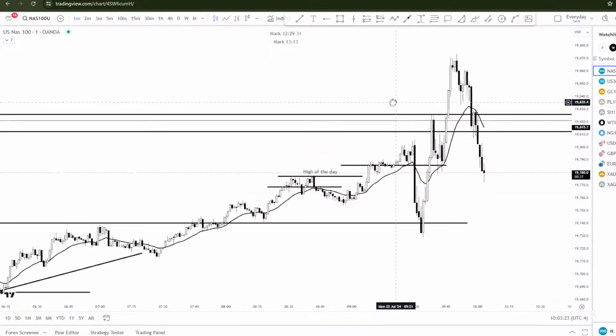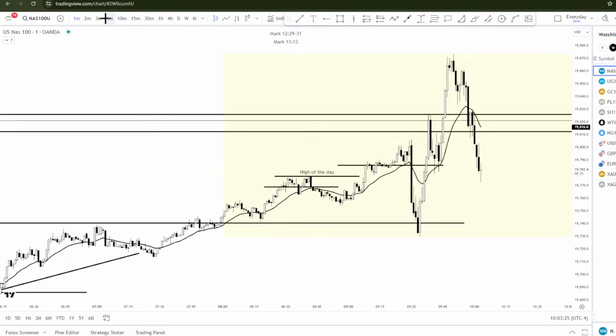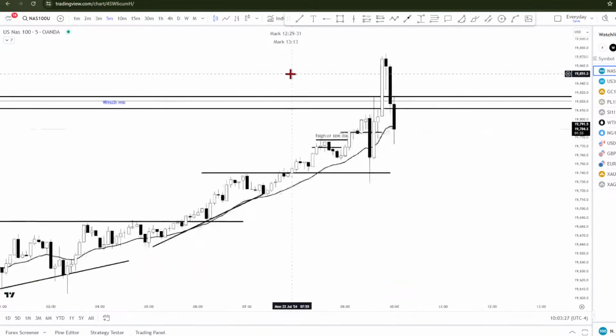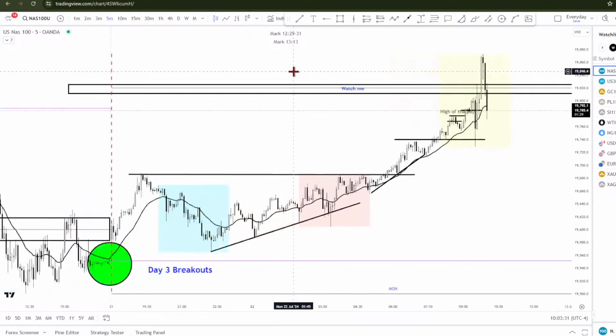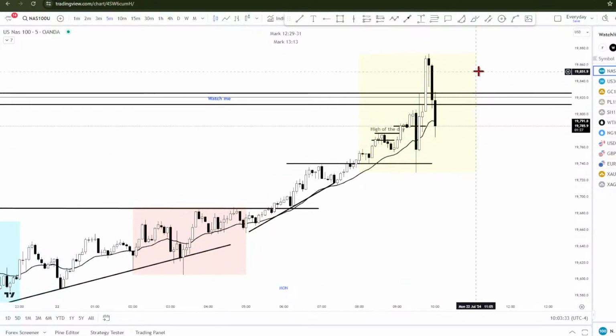All right, NASDAQ. I think NASDAQ was probably the worse choice of the two as of right now. I don't know if it's still going to continue to go lower.